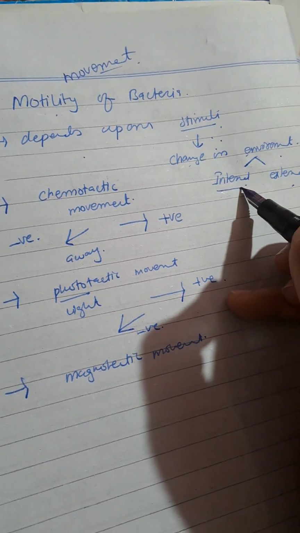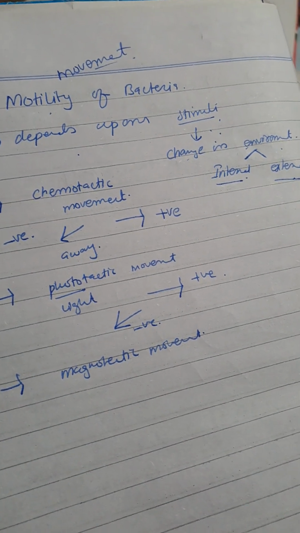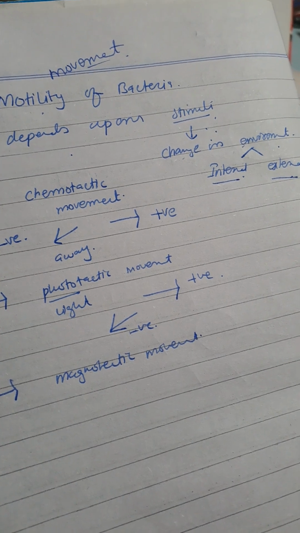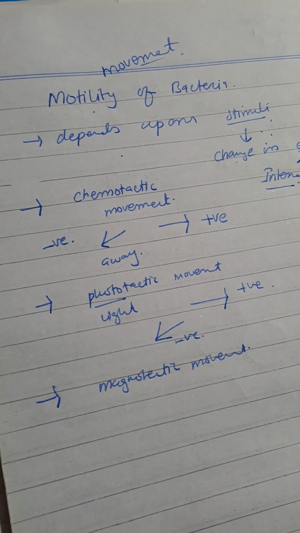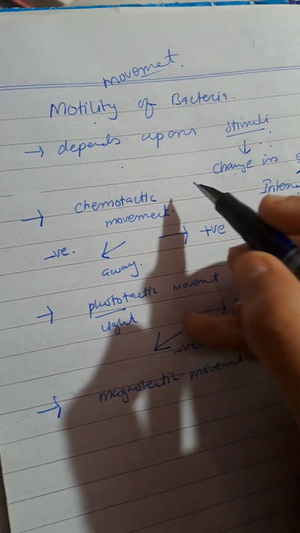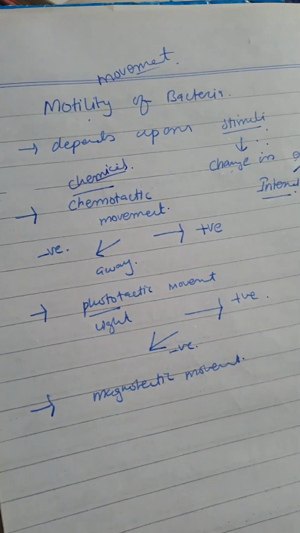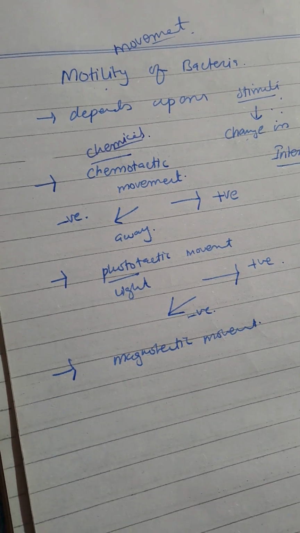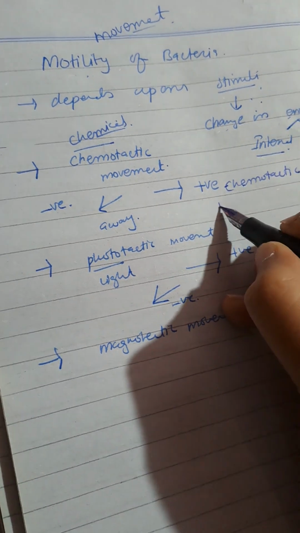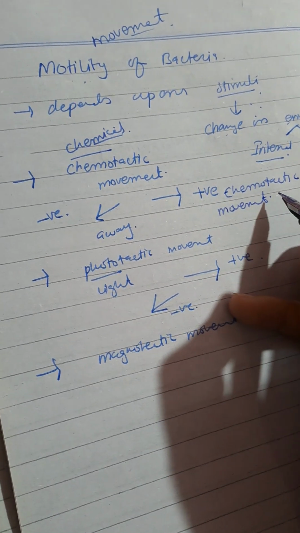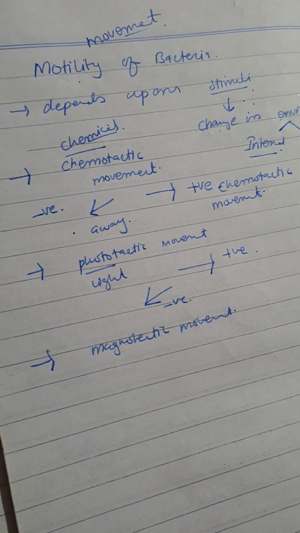The environment can be internal or external. So a stimulus is the change in environment, either internal or external. Now we have some kinds of movement. First is chemotactic movement. Chemotactic means chemicals. If the bacteria moves towards the chemical, it is known as positive chemotactic movement. If it moves away from the chemical, it is known as negative chemotactic movement.